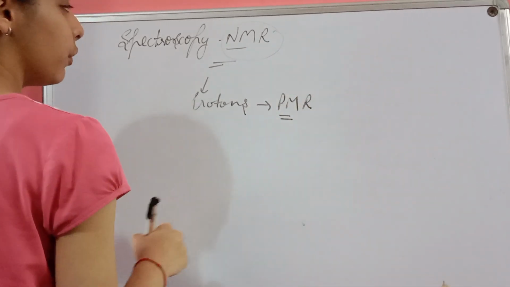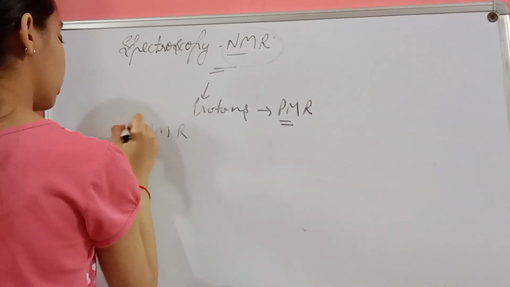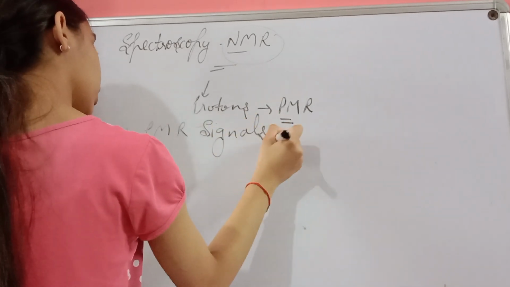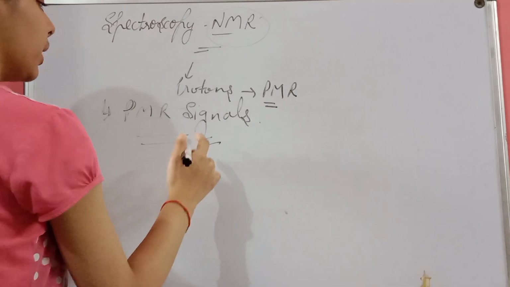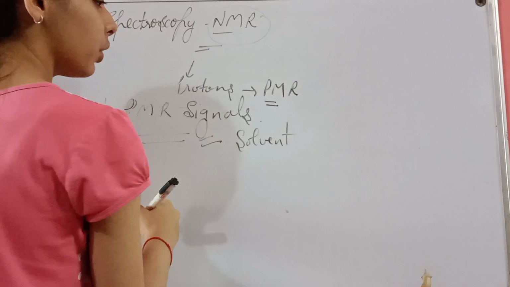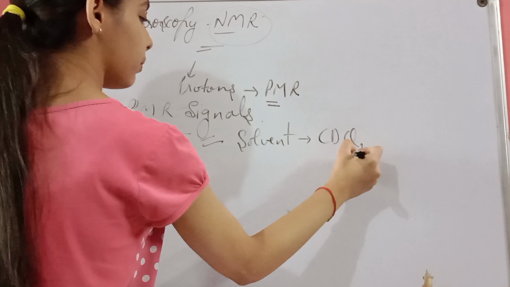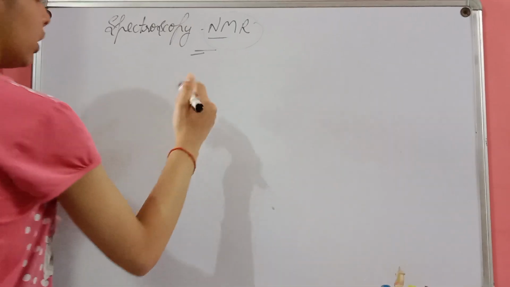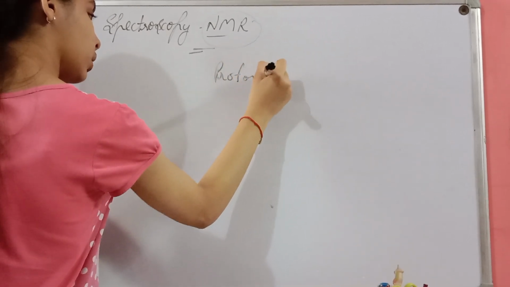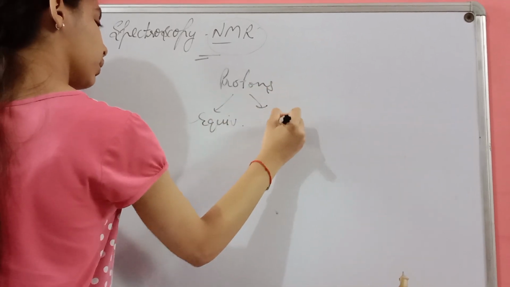Now we will proceed further with the study of PMR signals. In PMR spectroscopy, the solvents that are used are those which do not have protons, that is hydrogen atoms, for example CDCl3. Now we will study two types of protons, that is equivalent and non-equivalent.